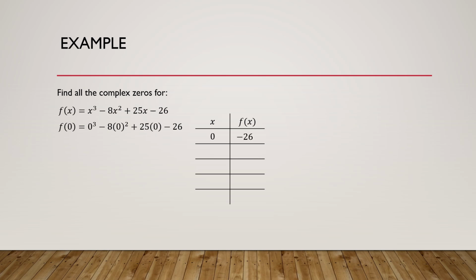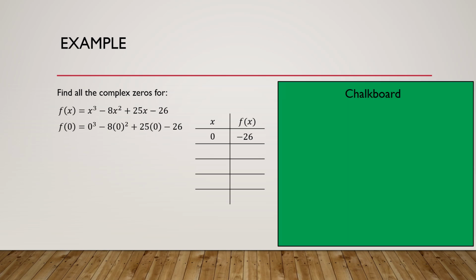As before, we'll look for possible rational zeros by evaluating the factors of the constant term over the leading coefficient, which is 26 over 1 or 26. These factors are 1, -1, 2, -2, 13, -13, 26, and -26. Let's first try f of 1. 1 cubed minus 8 times 1 squared plus 25 times 1 minus 26 equals -6. Therefore, 1 is not a zero, but 1, -6 is a solution for the function.